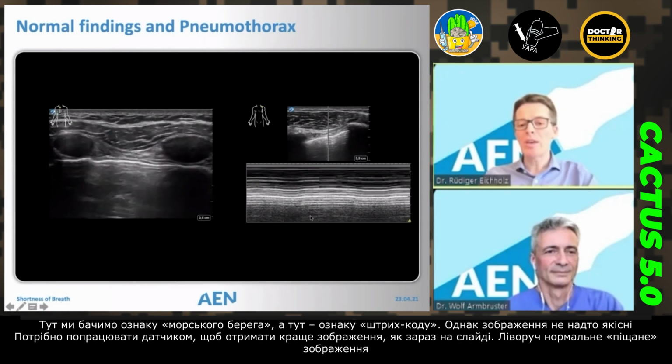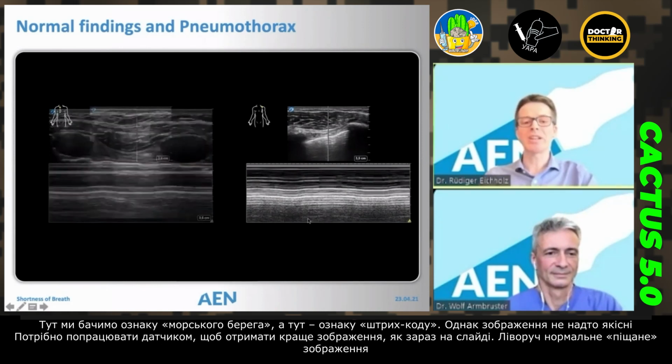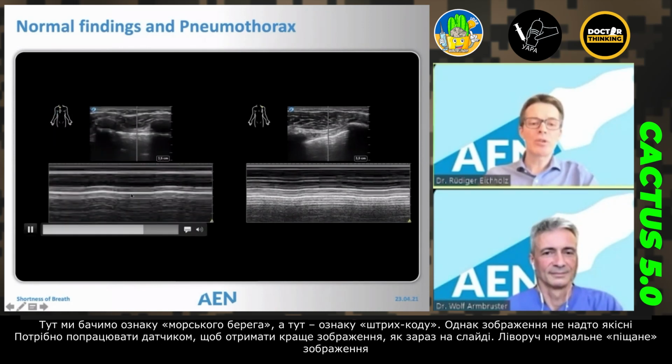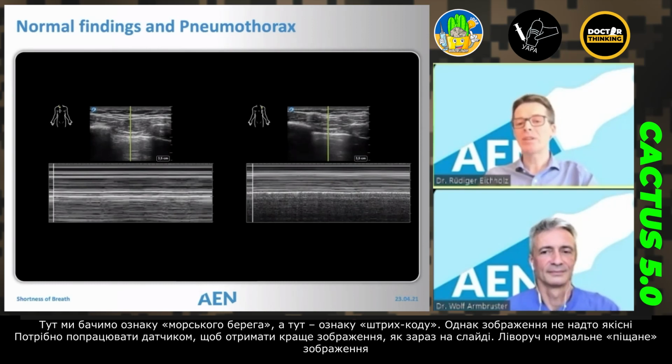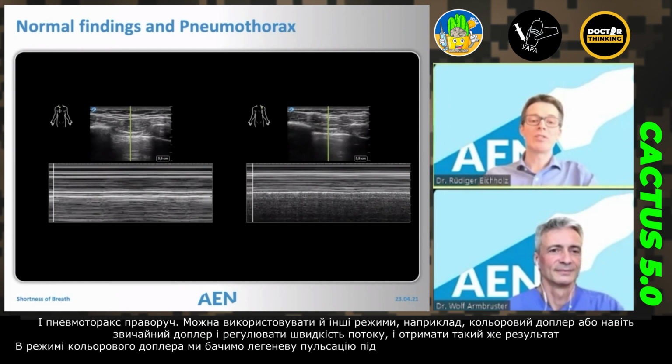Here you can see sort of a seashore sign, and here you can see sort of a barcode sign. However, it's not good image quality. So you have to work with your probe to get it visualized much better, like here. So now you've got a very clear sandy picture, normal finding on the left body side, and pneumothorax on the right body side.